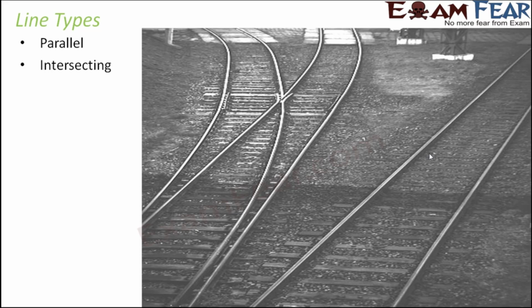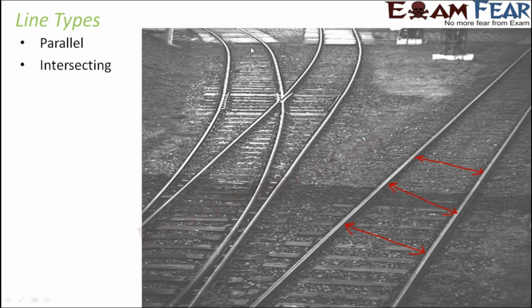You see the railway track. If you have ever traveled by a train and observed the railway lines, you would have seen that normally the railway lines run together. I mean, the two lines are always running in such a way that the distance between them remains the same throughout. So this type of lines would be called parallel lines.